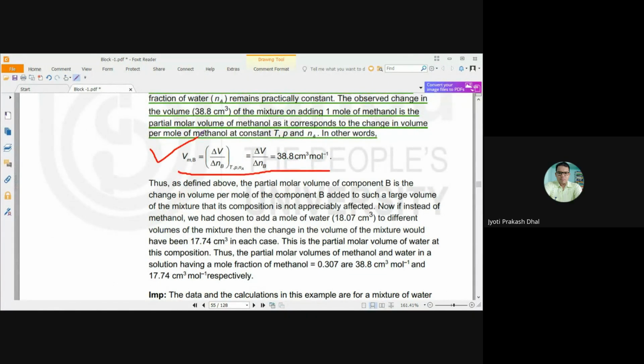And similarly, this is for you to calculate the change for a large change. The value of V_B equals del V by del n_B at constant temperature, pressure and number of moles of A.